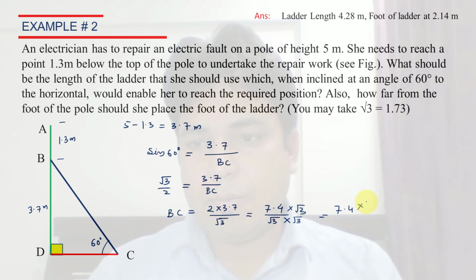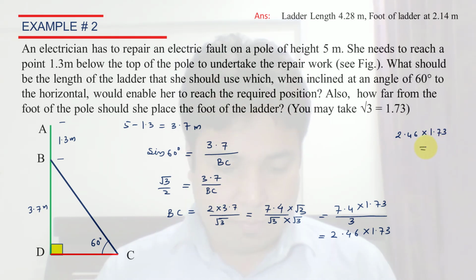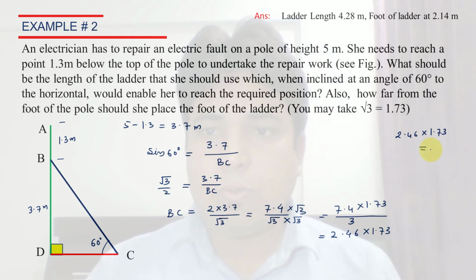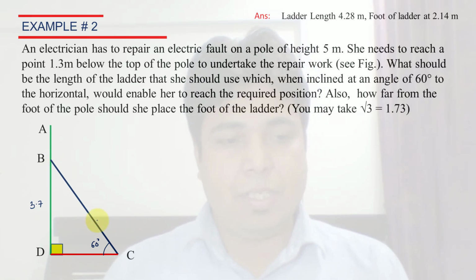Root 3 is 1.73. If you wish, you can divide it as well, and that is 2.46 into 1.73. The product is 4.255. So at the moment we have calculated the length BC as 4.28 meter.